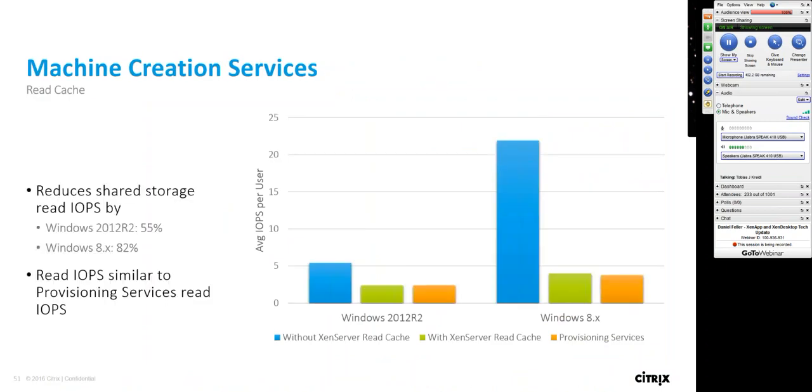What we end up with, when you look at the performance metrics, is this: the blue line is MCS without a XenServer-based read cache. You can see the average IOPS per user, those blue lines can be quite high. You look at Windows 8. The green line is MCS using the XenServer read cache, and the orange line is PVS that we've always used. So what you basically see here is that MCS is now equal to PVS from a read-based storage I/O perspective when you're running on XenServer.